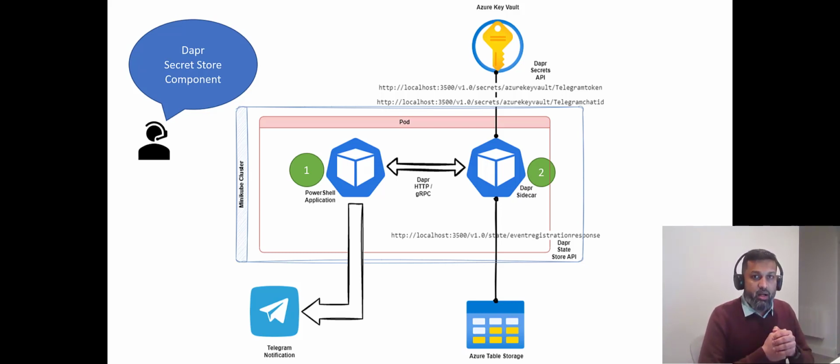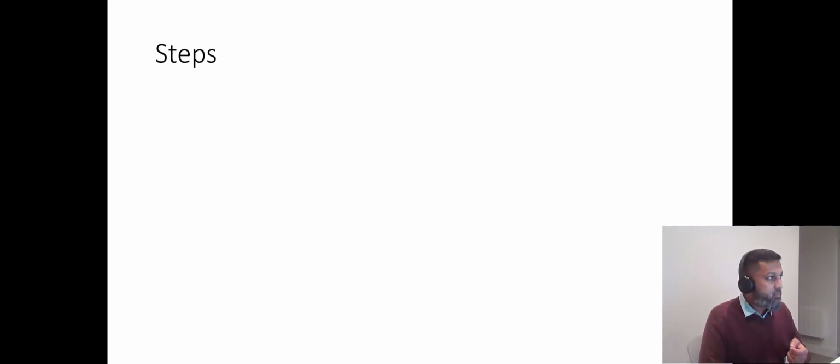So how do we achieve that? Before that, let me show what the Telegram does here. It's just going to send some static information as a notification to my Telegram, and that requires two secrets. That's a Telegram token and a chat ID, which come from the Azure Key Vault. Let me quickly show you the steps of how we achieve that.